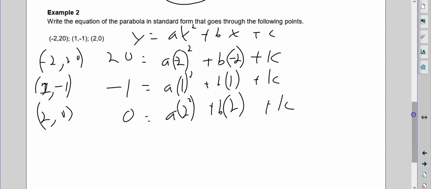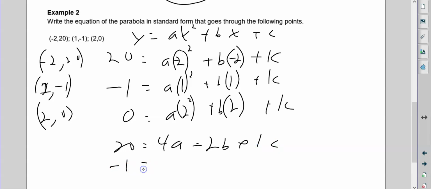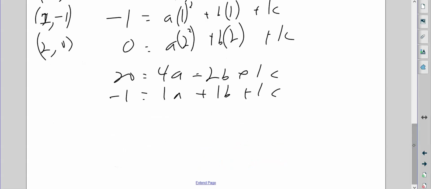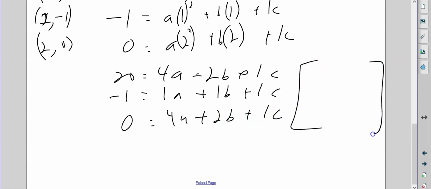Now we're going to crunch the numbers. So negative 2 squared, again, is not negative 4, it's positive 4. So 4a minus 2b, you can also put plus negative 2b, it doesn't matter, plus 1c. Then we're going to do the next one. 1 squared is 1, 1 is just 1, and 1c. And then last but not least, 2 squared is 4, like the first one, except this time positive 2b and 1c. Now that we have all of our numbers, we're going to make our augmented matrix.